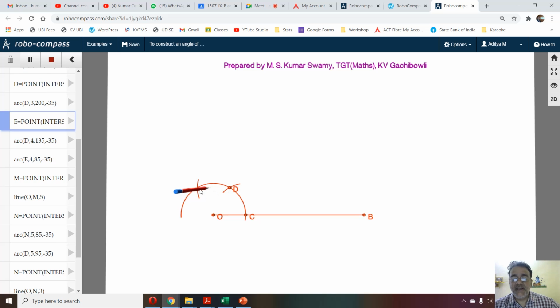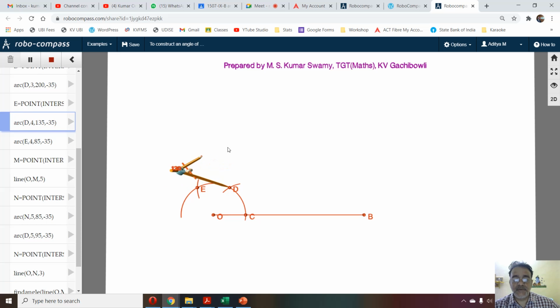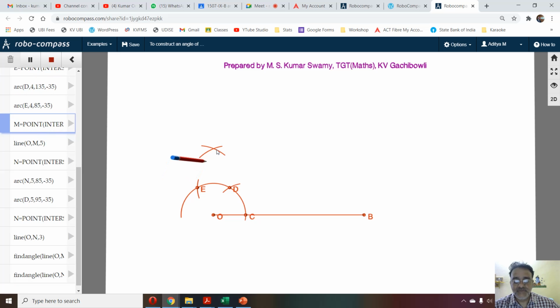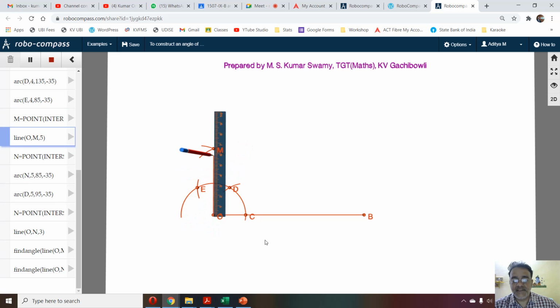With centers D and E we have to draw two arcs on the same side such that the radius should be more than half of DE, and both arcs will intersect at point M, right? D से draw किए थे, अभी E से draw कर रहे हैं, both will intersect at point M. Now through OM we have to draw a line, so it completes the 90-degree angle.